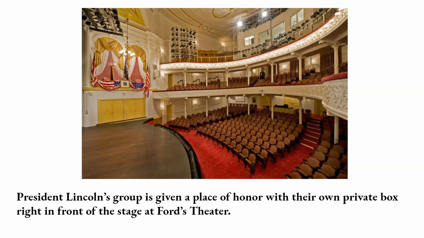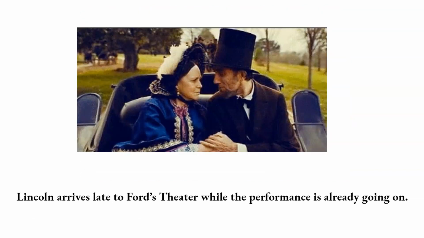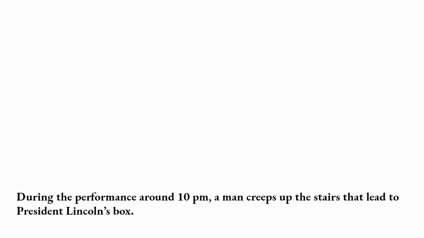So President Lincoln's group is given a place of honor with their own private box right in front of the stage at Ford's Theater. So you can see it in the top left of this image. They have a box right on stage, right here. So literally, probably touch the actors from there, depending on how long your arms are. Lincoln arrives late to Ford's Theater while the performance is already going on. It's a shame he wasn't late to miss the whole thing. He may have been alive.